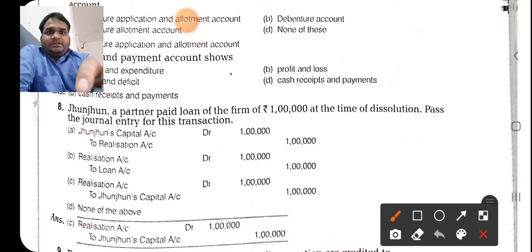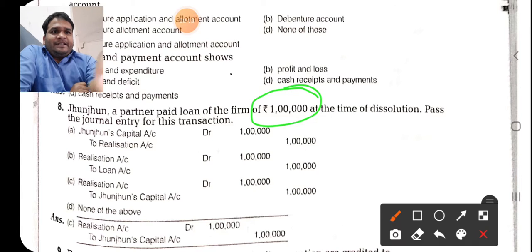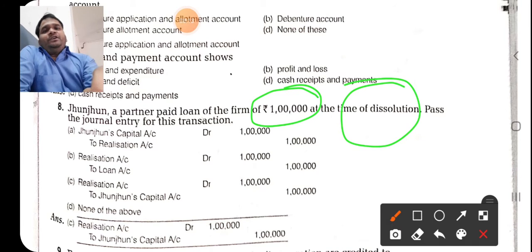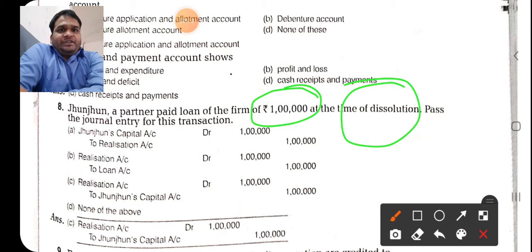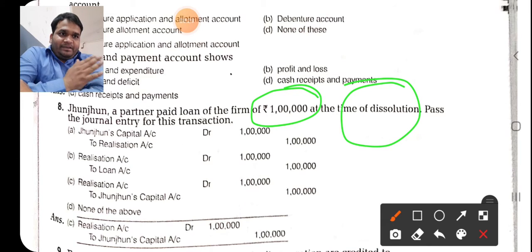Junjun, a partner, paid a loan of the firm of rupees 1 lakh at the time of dissolution. We know very well the meaning of dissolution. Dissolution is a condition where the firm is going to be closed. So if the firm is going to be closed, we have to give a journal entry for that case.